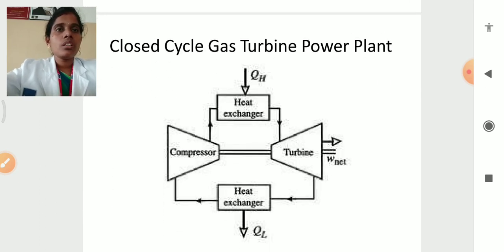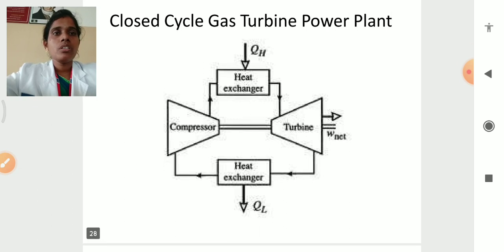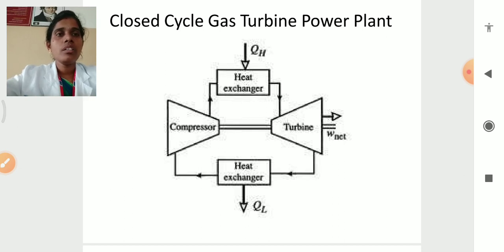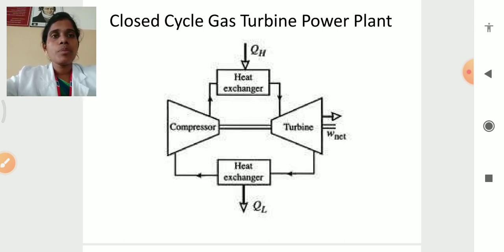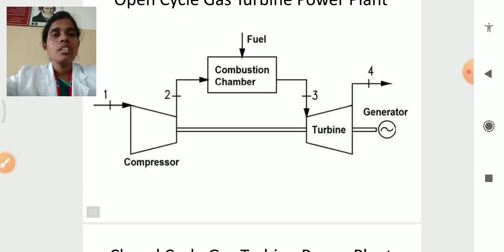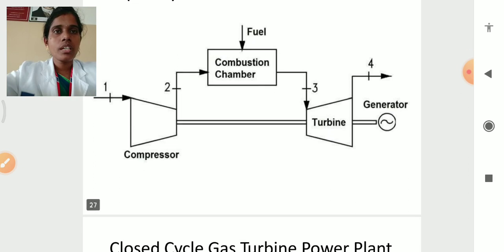Now the closed cycle gas turbine power plant. In this gas turbine power plant, the components are the compressor, heat exchangers and turbine. Instead of the combustion chamber, a heat exchanger is used here, so it is a closed loop. In the open cycle gas turbine power plant, the compressed hot air is fed to the combustion chamber. The fuel gets combusted with the help of this hot air and is then fed to the turbine, which produces mechanical output, and coupled to the generator, it produces electricity.